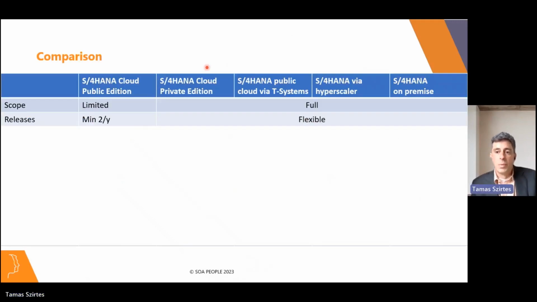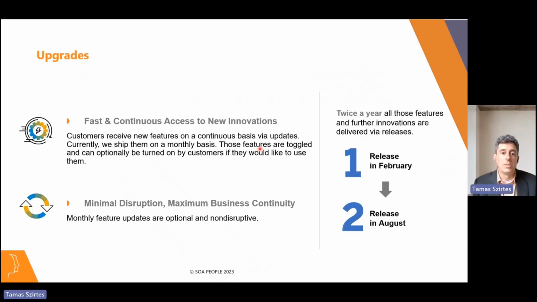All right, let's move to the second aspect of the comparison, which is the releases. So you see that in the public cloud, there is a certain release policy, which I will explain. And in the other options, as a customer, you are flexible. You can decide yourself how often. Of course, you have to stay within the maintenance of the software, so you cannot just sit on it forever. But you decide when you do these upgrades, when you introduce new innovations.